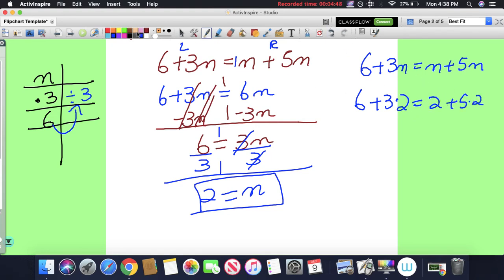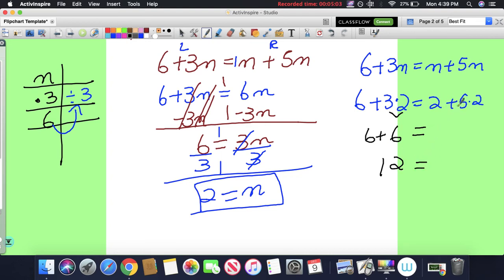So let's do each side. On the left side, I get 6 plus 3 times 2. Well, we have to do the 3 times 2 first, which is 6. And then we're going to add the other 6 that was in front. So 6 and 6 is 12. So I know the left side is 12. Let's see what the right side equals.